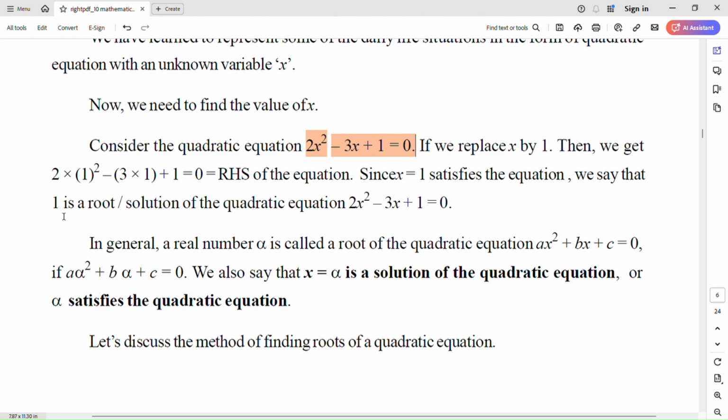In general, a real number alpha is called a root of a quadratic equation ax square plus bx plus c equal to 0 if a alpha square plus b alpha plus c equal to 0. If this is satisfied, then we call alpha a root of the quadratic equation, or we call it a solution. x equal to alpha is the solution of the quadratic equation, or alpha satisfies the quadratic equation, or alpha is the root of the quadratic equation.